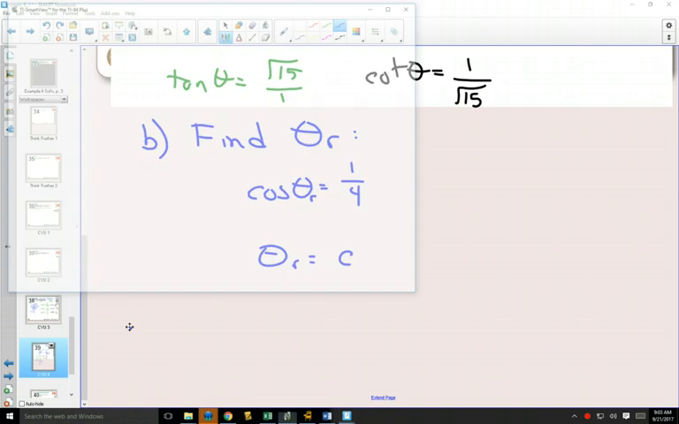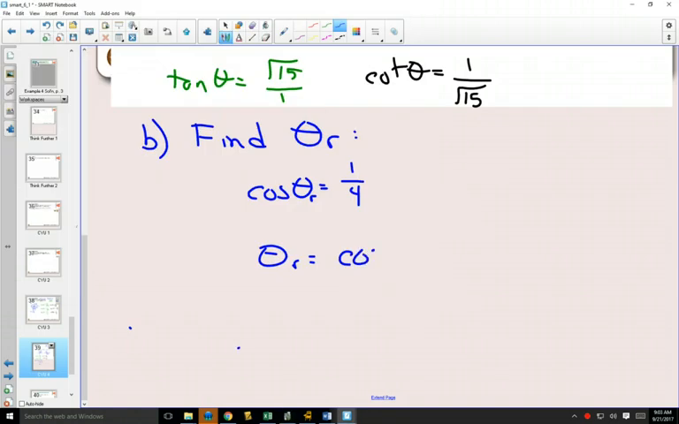Cos inverse. So you know how we were talking about inverses in the first unit? Well, here's a cos inverse. It undoes cos. So what it does is it works backwards and says if we know that cos of the reference angle is 1/4, if we do cos inverse of 1/4, it will undo that and find out what we put in to start with.